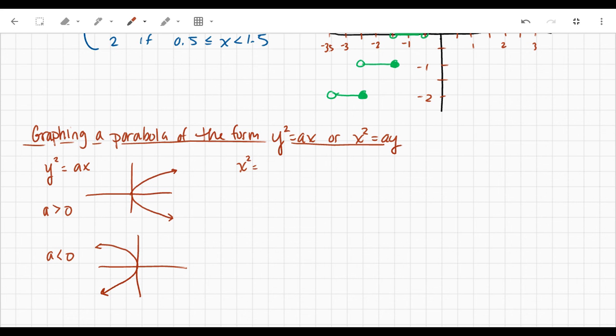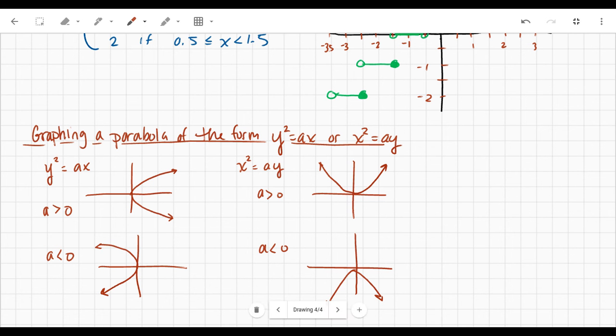If we have x squared equals ay, and a is greater than 0, it's going to open up. And if a is less than 0, it's going to open down. Okay, and these two, they all have the point (0, 0). And then you can just get other points by moving out from that vertex, whether it's left and right or up and down.